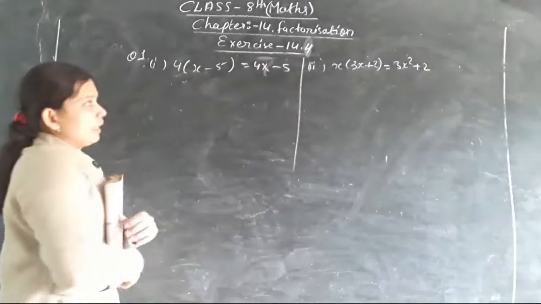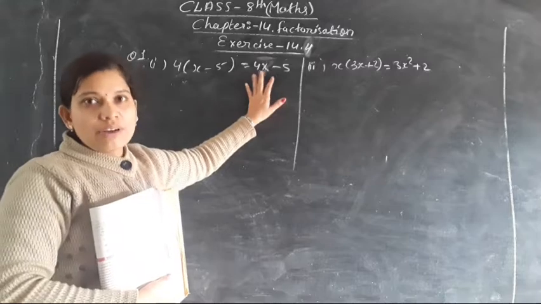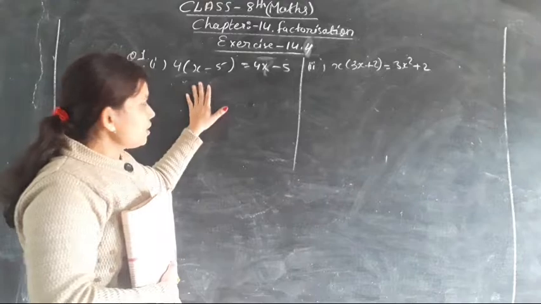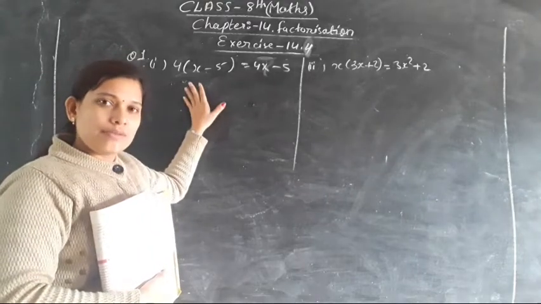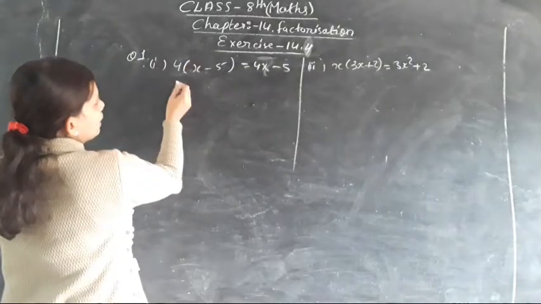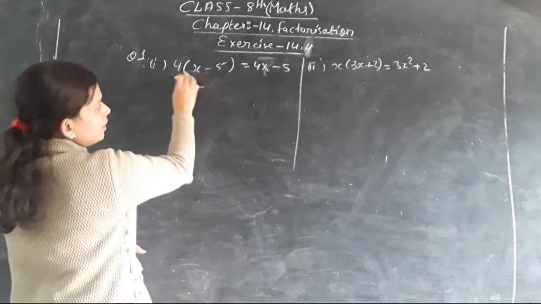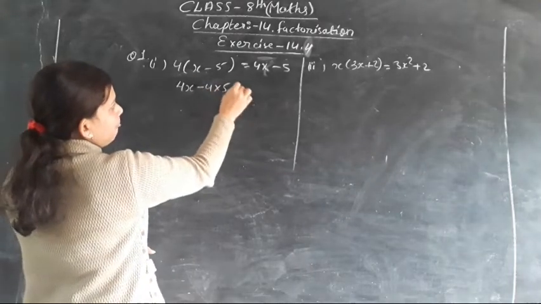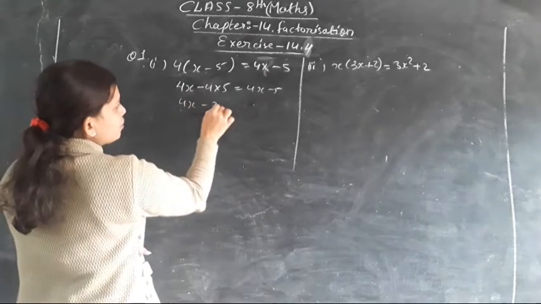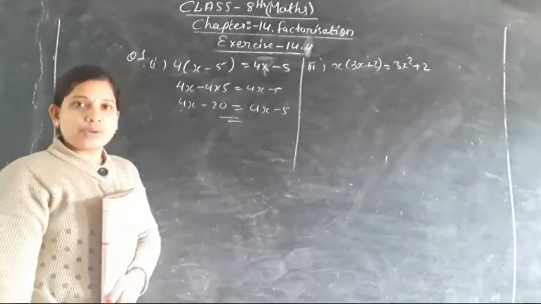Now look, are we able to solve 4 into x minus 5 over here? Of course we can solve, and this is a correct mathematical statement. But here it needs the solution, because outside the bracket one number is present, we have to take it inside, isn't it? So for the mathematical correction we take it inside, so it will become 4x minus 4 into 5 is equals to 4x minus 5. So here it will become 4x minus 20. Are LHS and RHS equal? No, it is not equal.